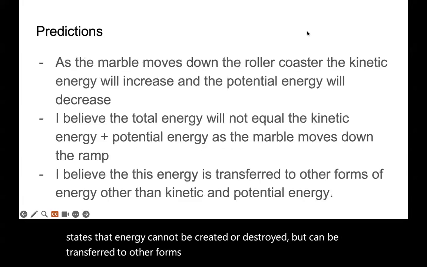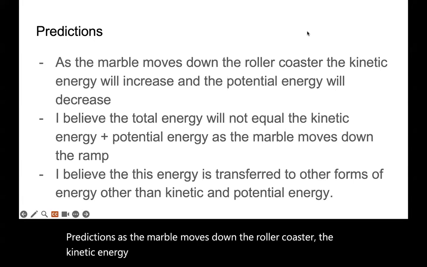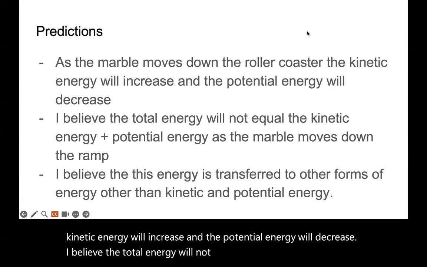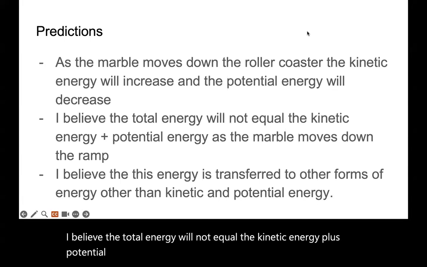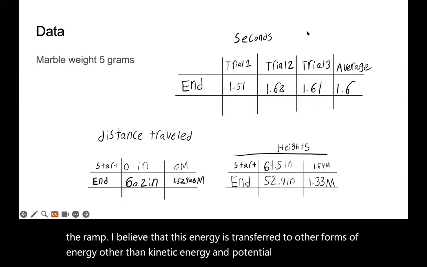Predictions. As the marble moves down the roller coaster, the kinetic energy will increase and the potential energy will decrease. I believe the total energy will not equal the kinetic energy plus potential energy as the marble moves down the ramp. I believe that this energy is transferred to other forms of energy other than kinetic energy and potential energy. This is the data.